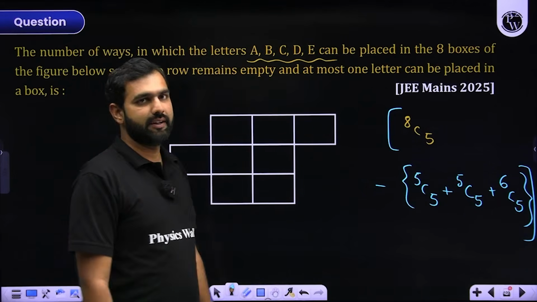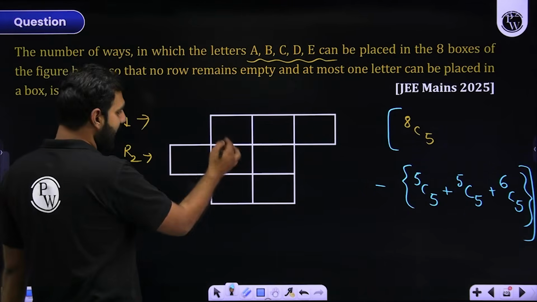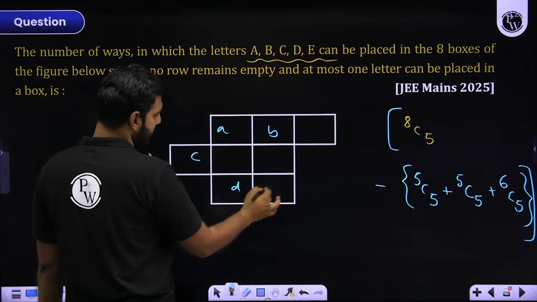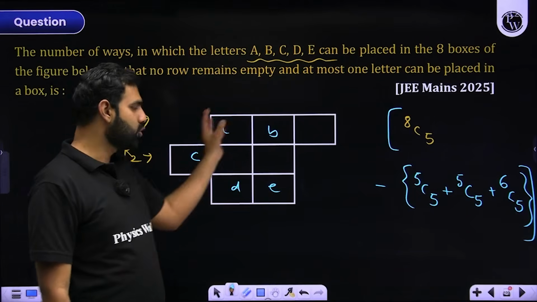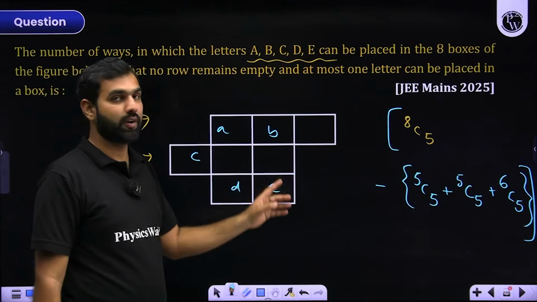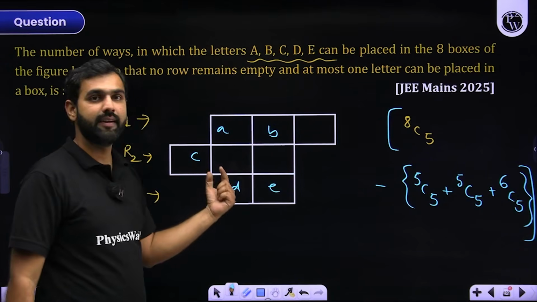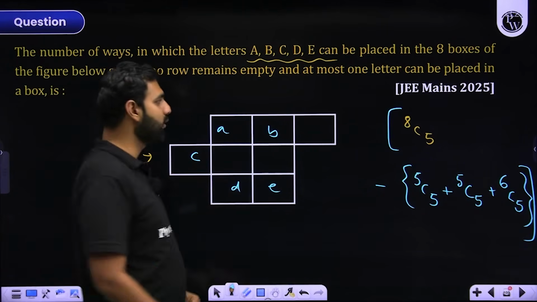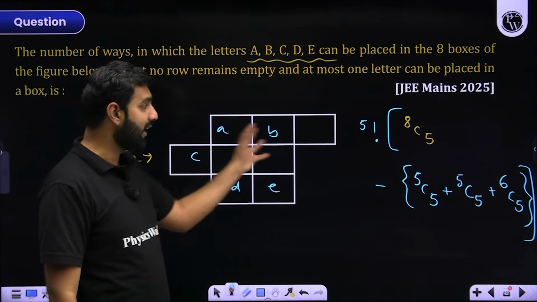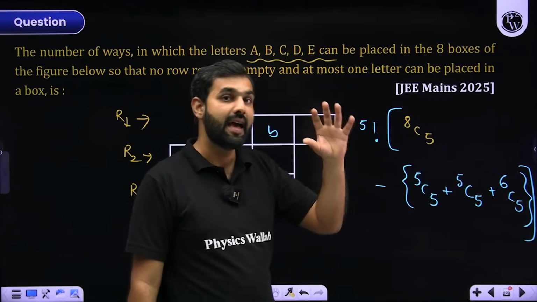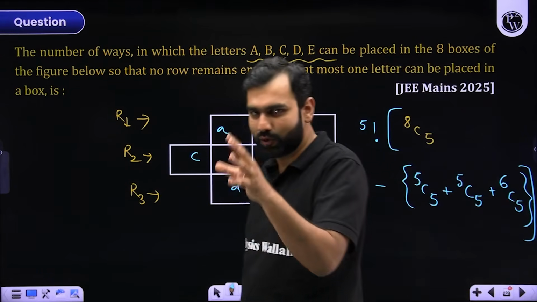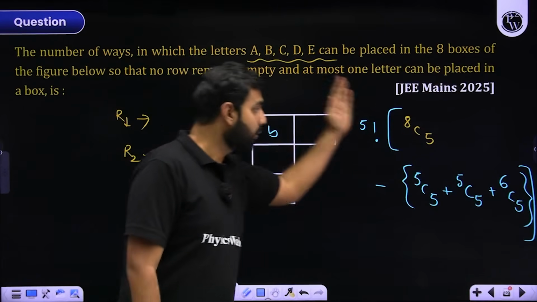Now, when you have done this, the second part is, let's say I have created a case where A, B is here, C is here, D is here, and E is here. Do you not think if I have chosen these 5 boxes in such a manner that no row is empty, these 5 letters can be arranged into these 5 boxes in 5 factorial ways? So I need to multiply my entire answer with 5 factorial, because I have 5 factorial ways to arrange these 5 objects at 5 places. The arrangement has come into the picture. So initially it was combination and then arrangement, which means the problem was on permutation.